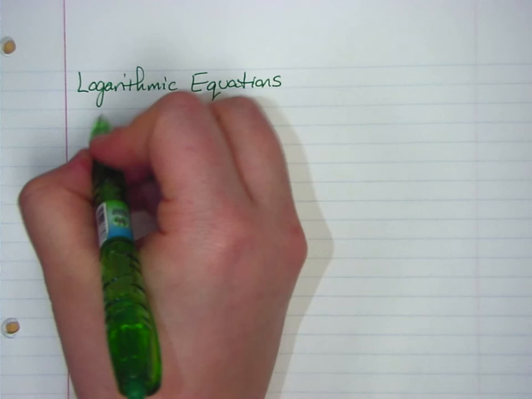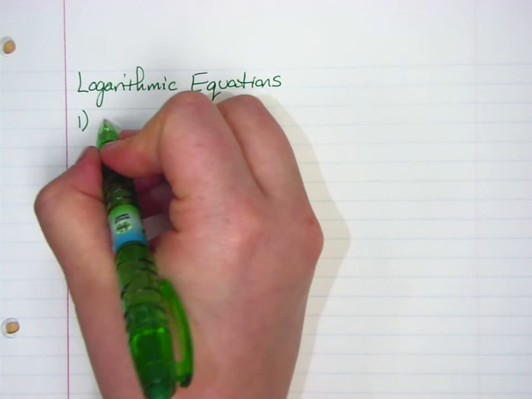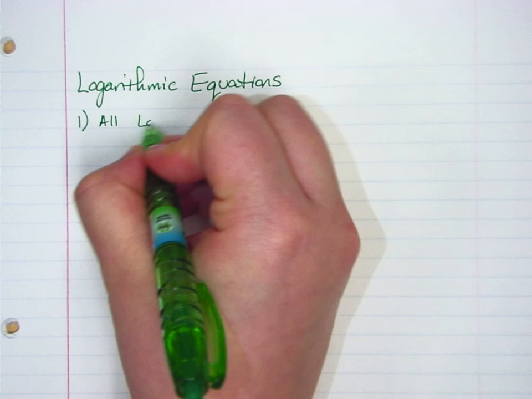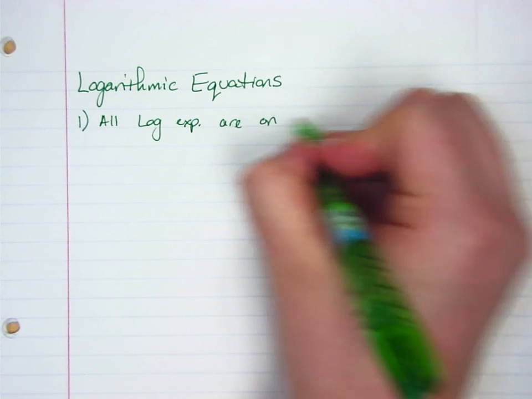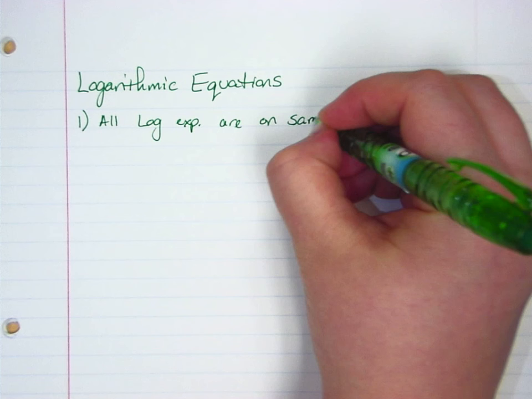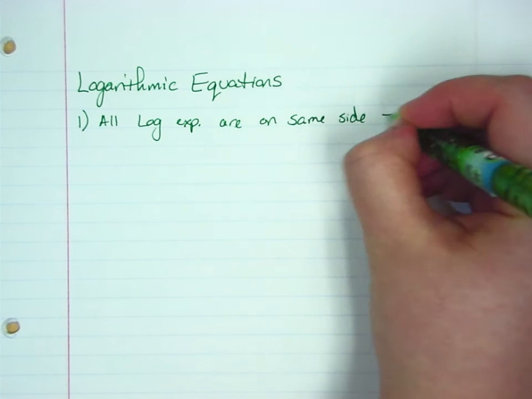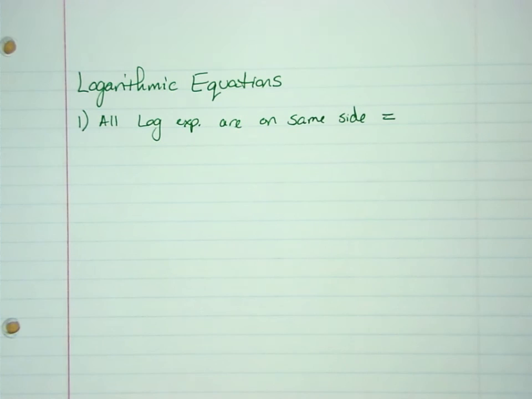For logarithmic equations, first you need to make sure that all log expressions are on the same side of the equal sign. So whether you have to add or subtract to get them all onto one side, you'll need to do that.